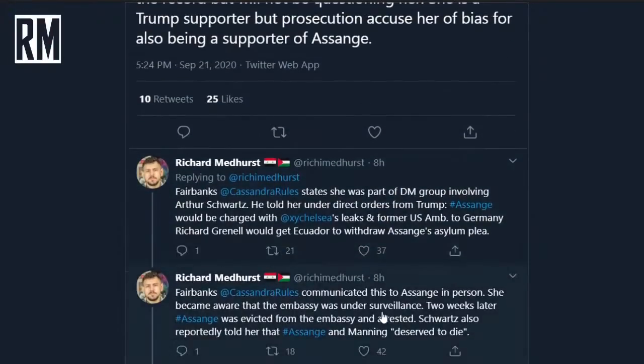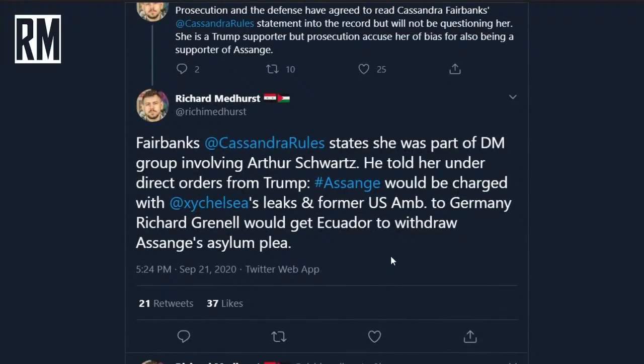So anyway, there's also the issue of hearsay, because the statement that she gave was in regards to a conversation she had. And we actually have a recording of that, which they didn't play in court, but I will play to you in a second. Now, just to break this down for you in a nutshell, her statement was that she was part of this messaging group, okay, with a lot of Trump associates, people who were in the entourage. Anthony Schwartz told her that under orders of Trump, the former ambassador from the US to Germany, Richard Grenell, would be getting Ecuador to withdraw their asylum plea, the asylum plea from Julian Assange.